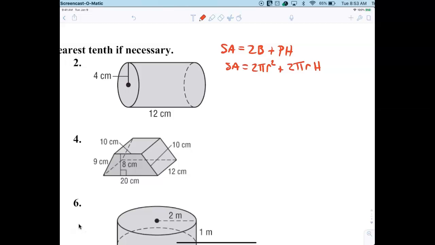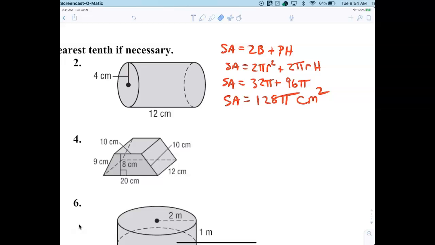So here we go. Surface area is equal to, what's the radius? 4 squared times 2, 32. So 32 pi plus 2 times r, which is 8, times 12. 96. You're welcome. Now, surface area is equal to 128 pi centimeters squared. I don't think that's that bad.